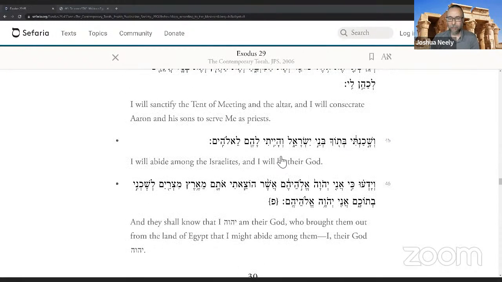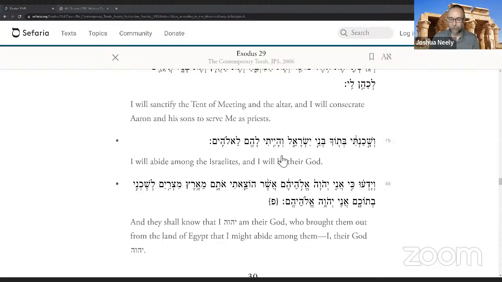I will sanctify the tent of meeting and the altar, and I will consecrate Aaron and his sons to serve me as priests. Again, although the sanctification of the space is being done through the inauguration and its construction, there is a reciprocal sanctification of dedication and appointment of this place as indeed being holy, and of Aaron and his sons as being the Kohanim. Nevertheless, despite that particularity for Aaron and his family, I will abide among the Israelites, and I will be their God. And they shall know that I, Adonai, am their God, who brought them out from the land of Egypt, that I might abide among them, I, their God, Adonai.